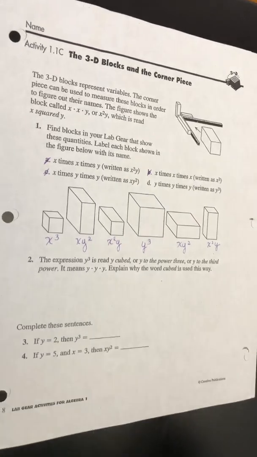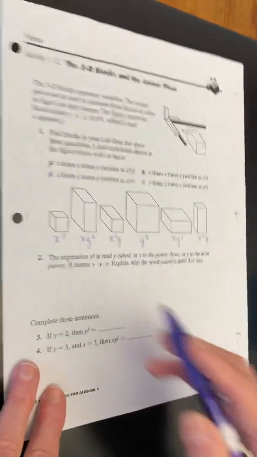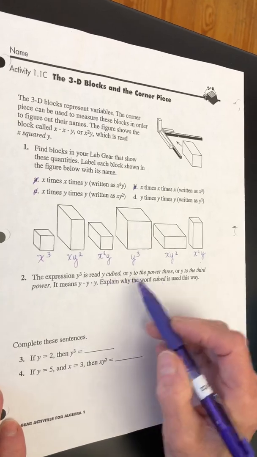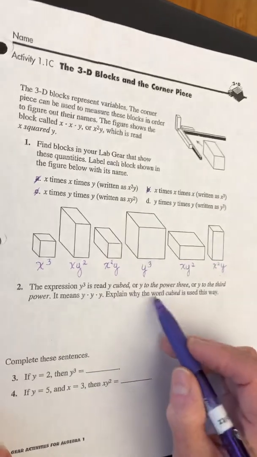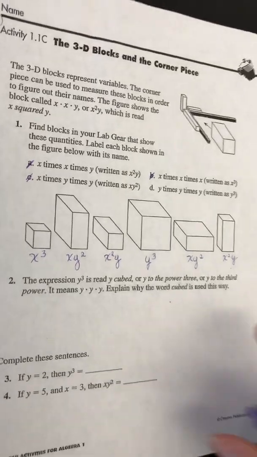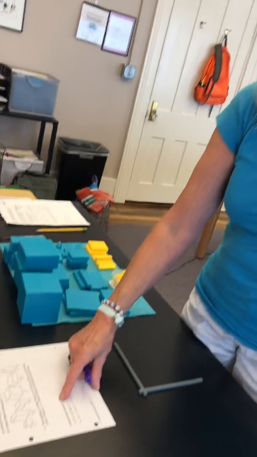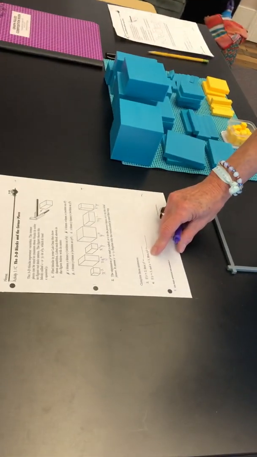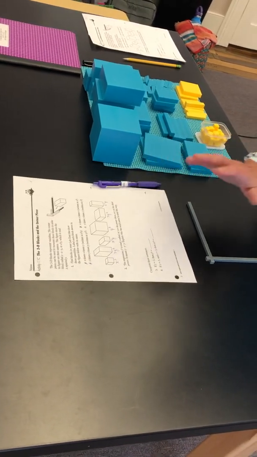And it says that, number 2, we'll clear this off. Oops, there goes my little height. Number 2 says the expression y cubed is read y cubed, or y to the power 3, or y to the 3rd power. It means y times y times y. Explain why the word cubed is used this way. I'm going to let you do that because you did hear my explanation for why it's squared. Why is the word cubed used? Just think about that. And then we're going to complete these another time, okay? We'll do those maybe right after this little video if you've watched this video. So I just wanted to complete that today for part of our lesson, all right?